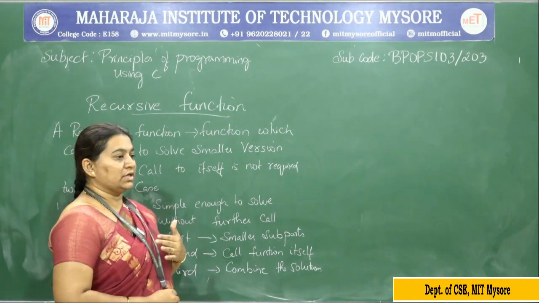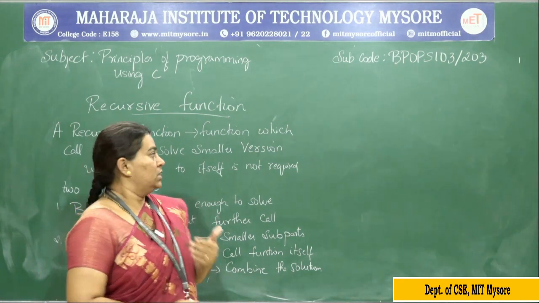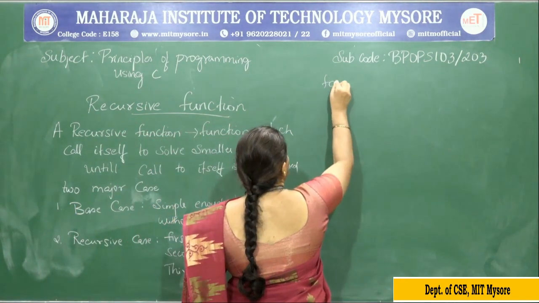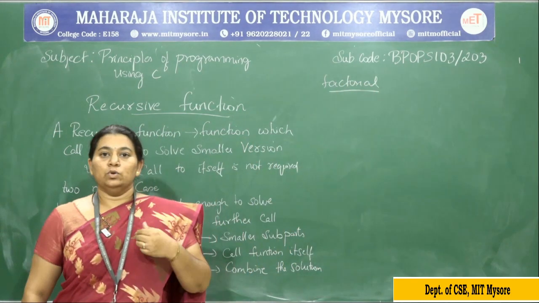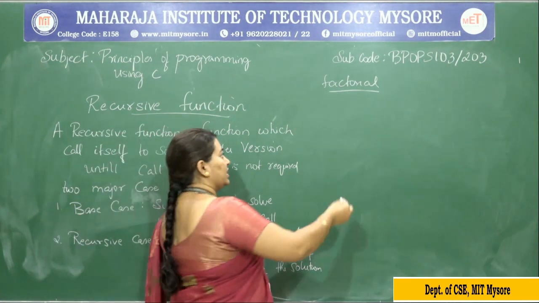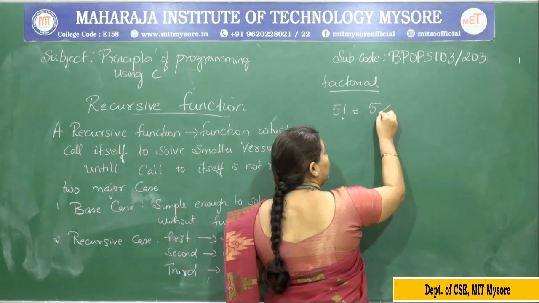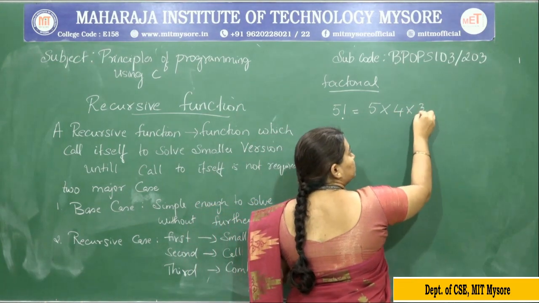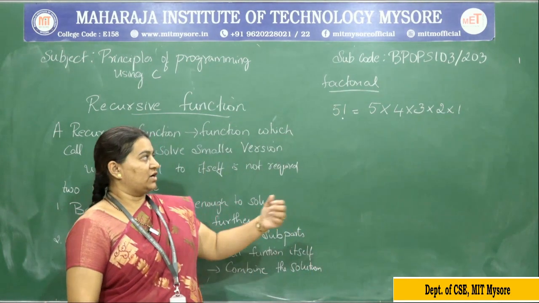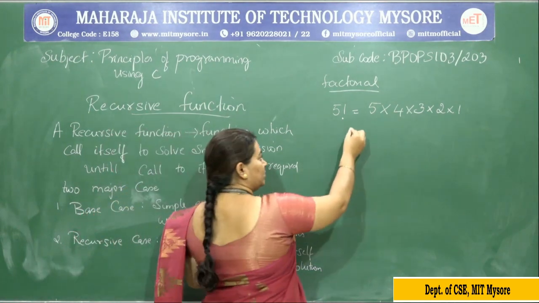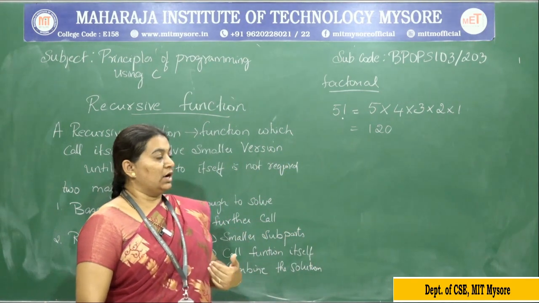So, we will take one example and see how it works. The first example we are going to see is factorial. How do we write a factorial? For example, if I take 5 factorial, it is 5 into 4 into 3 into 2 into 1. This is 5 factorial, and it is equal to 120.